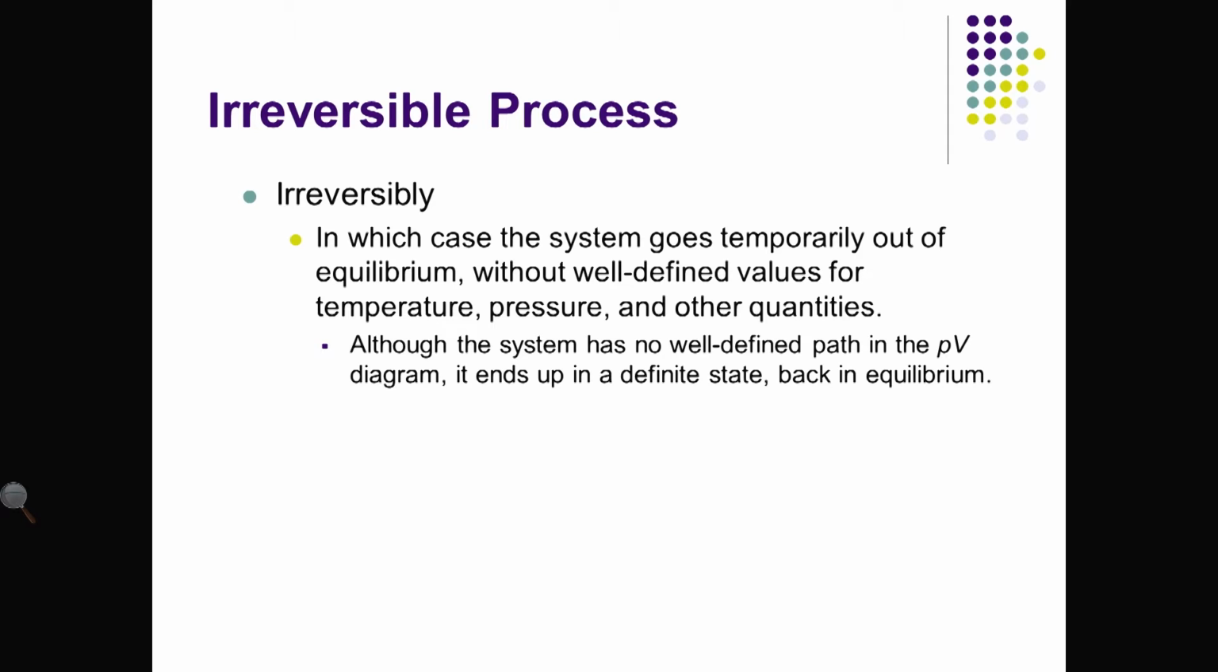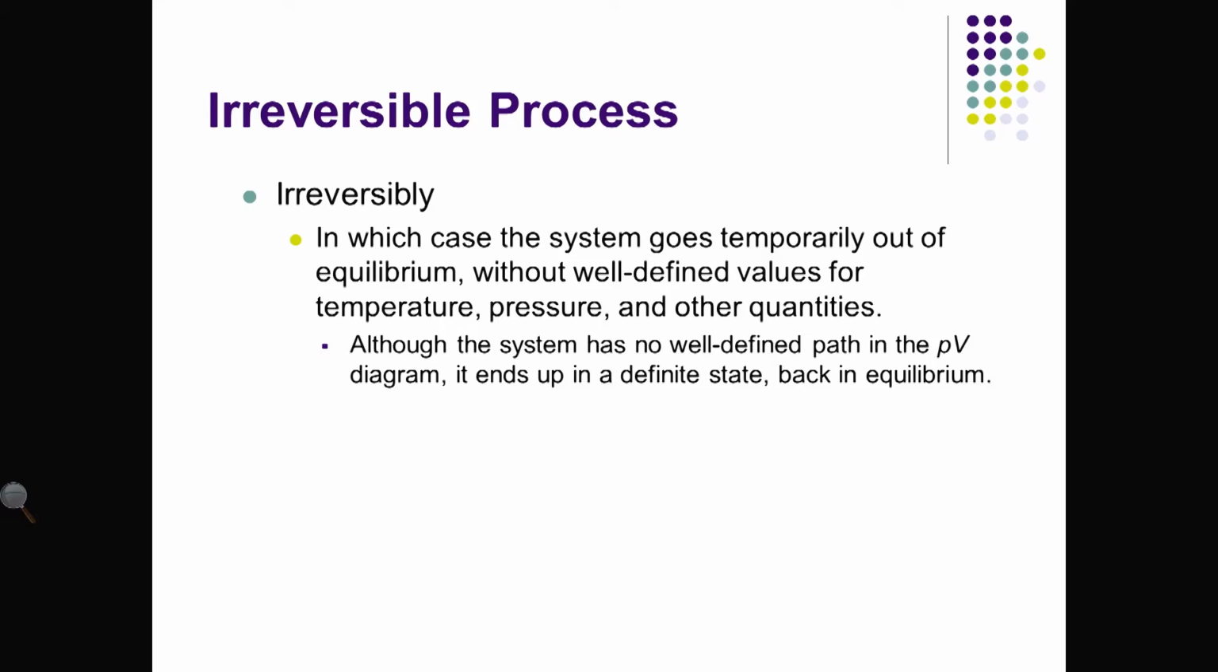But in the other case, when it is irreversible, the system goes temporarily out of equilibrium without well defined values for temperature, pressure and other quantities. So, you see certain fluctuations, you are not given enough time for the system to adjust, there is no quasi equilibrium situation. Now, in this case what happens is the temperature may go up, pressure may go down, there is a lot of fluctuation, it is not a smooth path. So, now if you try to recover that path, you will never be able to, because there will always be more losses or different kinds of losses happening as you try to traverse back, and that is called an irreversible system. Although the system has no well defined path in the PV diagram, it ends up in a definite state back in equilibrium, but the path that you took is not followed. So, this becomes an irreversible system.